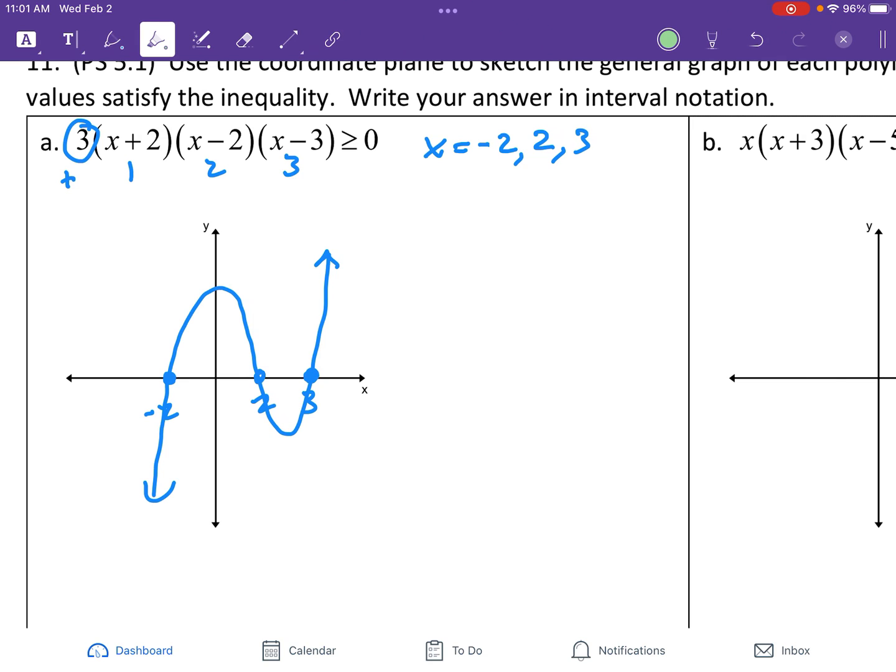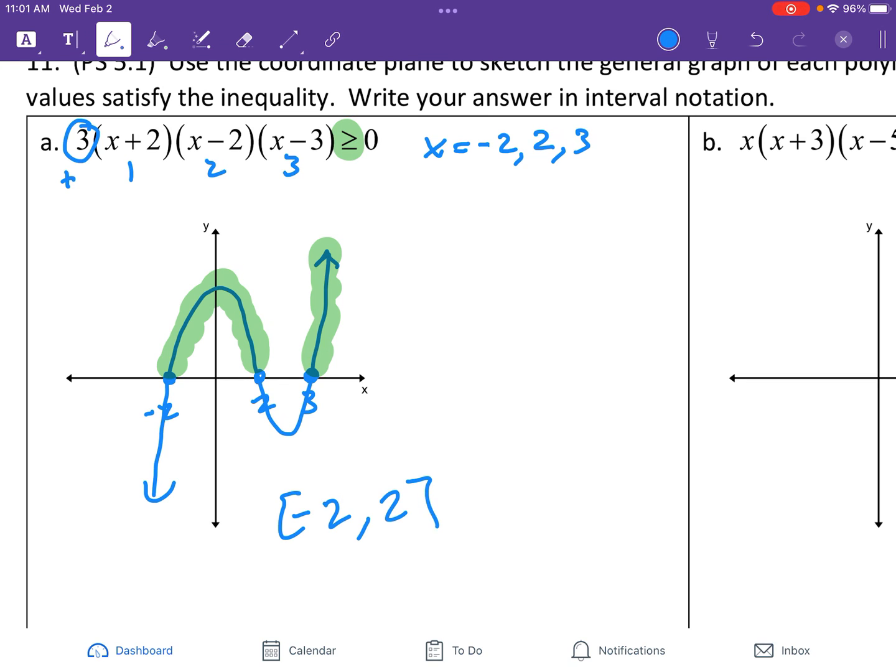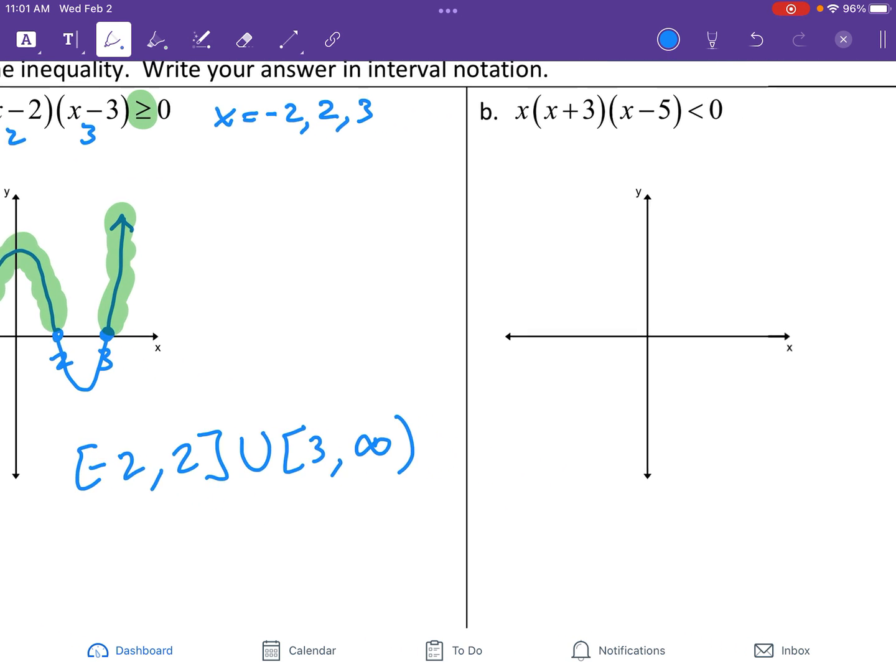Now we're going to highlight where the graph is greater than or equal to. It means it's being above the x-axis. So this is the part that we're looking at. So I'm going to write this in interval notation. It goes from negative 2 with a bracket because it's greater than or equal to, and it stops at positive 2 with a bracket. Then there's a break. It starts up again at 3, and it goes towards positive infinity with a parenthesis. Remember, infinities always have parentheses. All right, that's the first one.